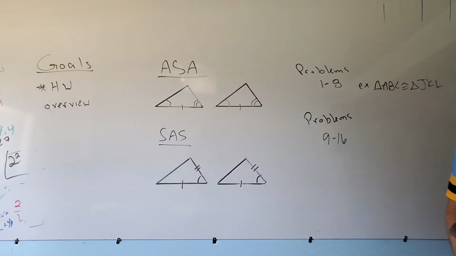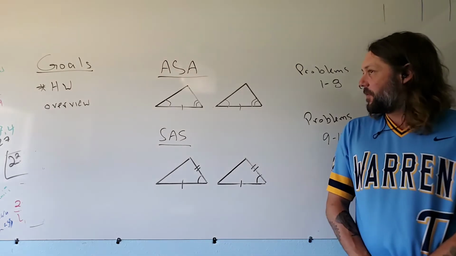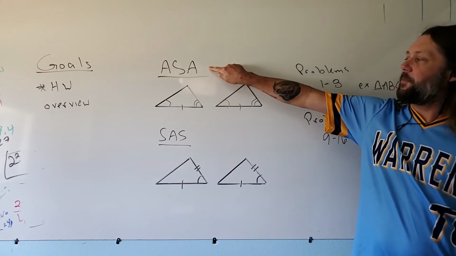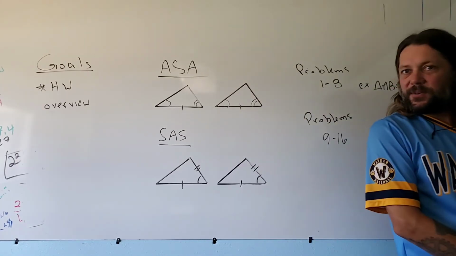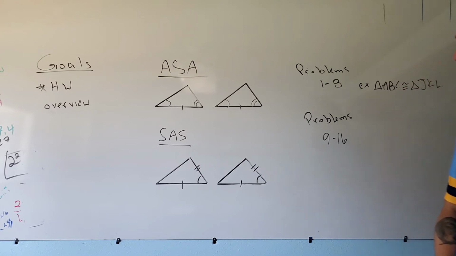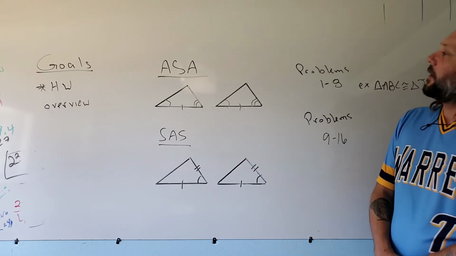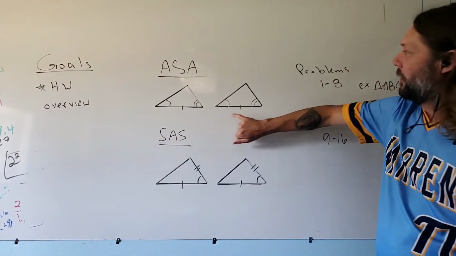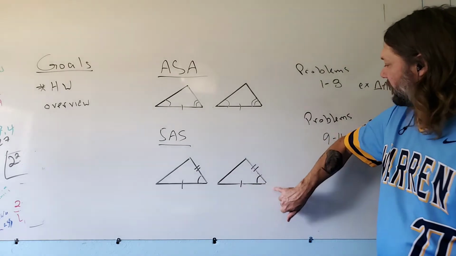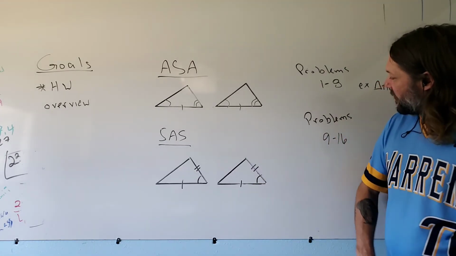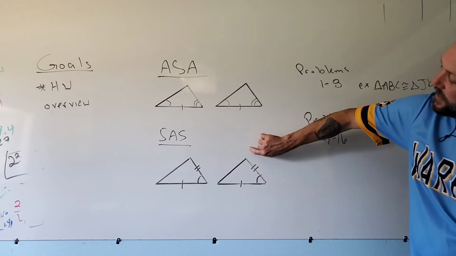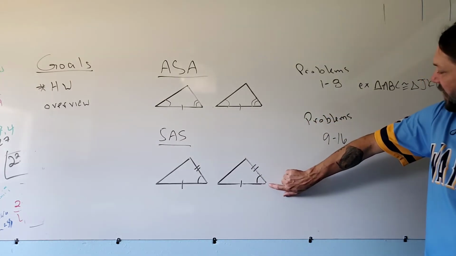Problems 9 through 16. You're going to be asked to create either an angle, side, angle congruence pattern or a side, angle, side congruence pattern. So you're either going to need an angle, which is just the elbows of the triangle, right? Or you need a side, which goes from this point to this point. If this was A and this was B, we would say side AB. And if we just need the angle, it would be angle A.